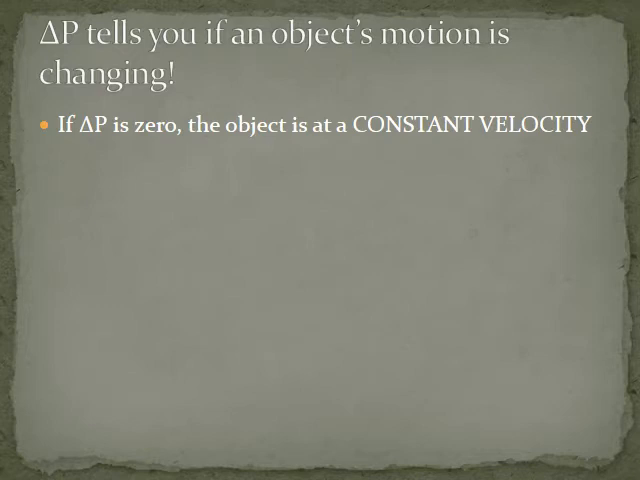That DeltaP could be any value. It can be 0, it can be positive, or it can be negative. If you happen to have a DeltaP value of 0, what that means is the object is at a constant velocity. There's a common misconception that that means the object is stopped. It doesn't have to be stopped. This could be an object that's moving or standing still.